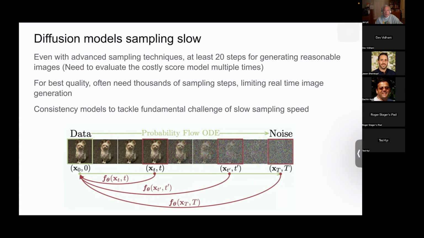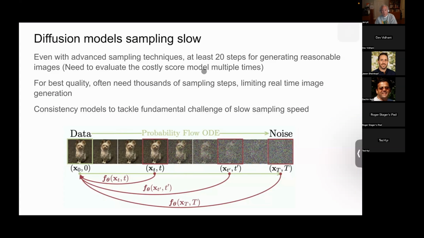The main motivation for the consistency models was the concern about the speed at which you generated the sample. So even with the advanced sampling techniques that I talked about, you still needed to do a lot of steps for generating reasonable images. And you needed to evaluate the score model multiple times.